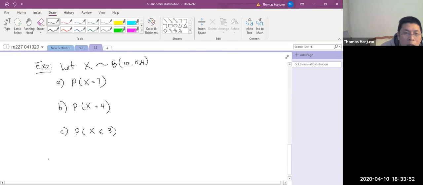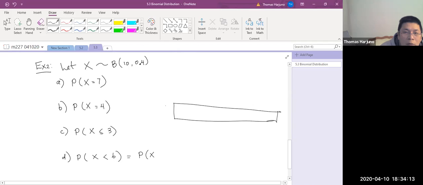And then part D, I do some modification here: probability that x is less than, let's say, 6. Now, less than 6 means it's only up to, if I have 11 possible outcomes from 0, 1, 2, up to 5, 6, 7, all the way to 10 number of successes. When I say less than 6, it means it's only up to 5.